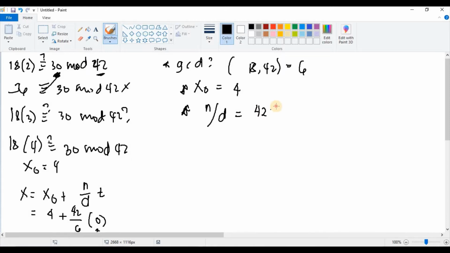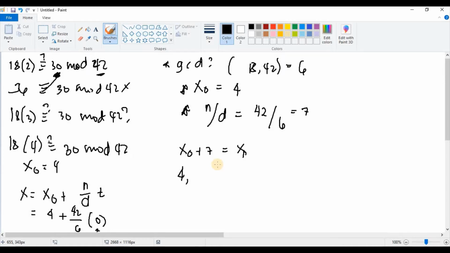Okay, so we have here 42 over 6. 42 divided by 6 is 7. So, our distance would be 7. What does that mean? x sub 0 plus 7 will be your x sub 1. Until you add 7, add 7, add 7. So, our x sub 0 is 4. So, 4 plus 7 would be 11.